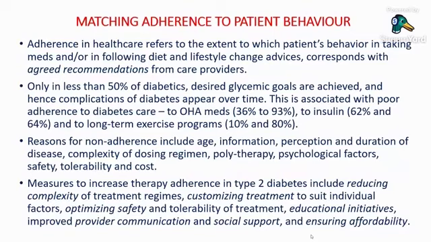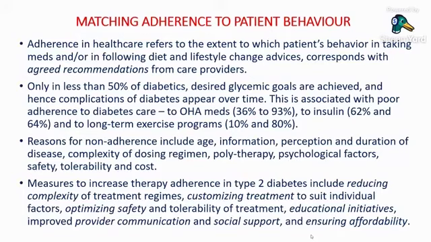So we need to understand this, and for each and every patient, while working up the biomedical aspect, we should also work up the possibility of non-adherence from the very start or onset of the treatment. When we are writing the prescription for the first time, we need to understand the patient and try to minimize the possibility of non-adherence or suboptimal adherence. And at each visit, we have to reassess the possibility of non-adherence. Reasons for non-adherence include age, information, perception and duration of disease, complexity of dosing regimen, polytherapy, psychological factors, safety and tolerability, and of course, cost or affordability.